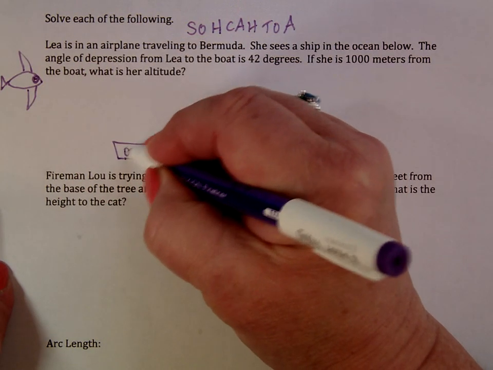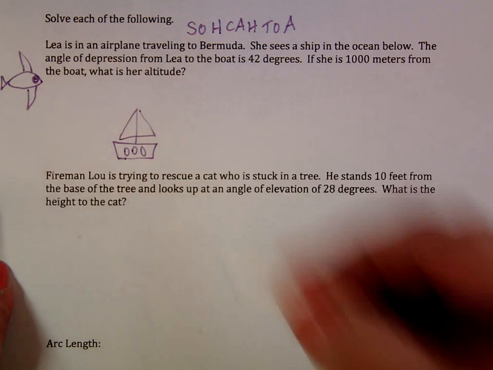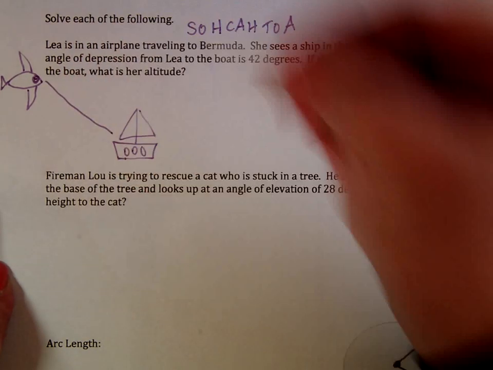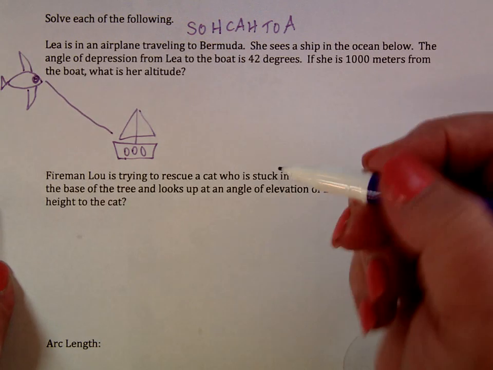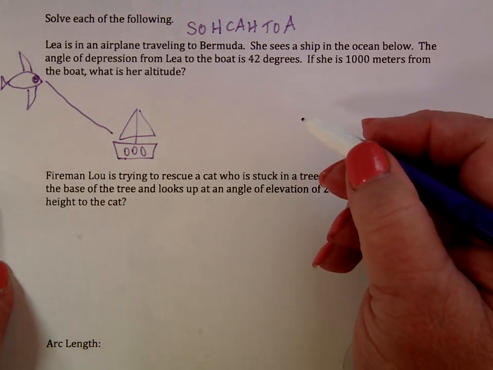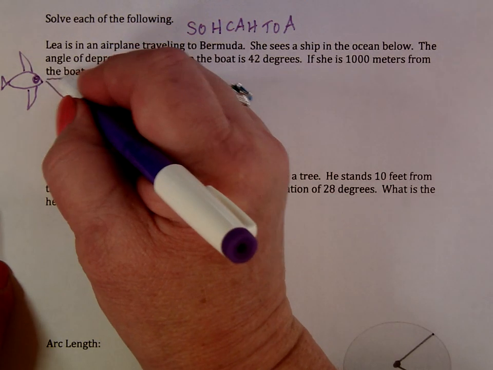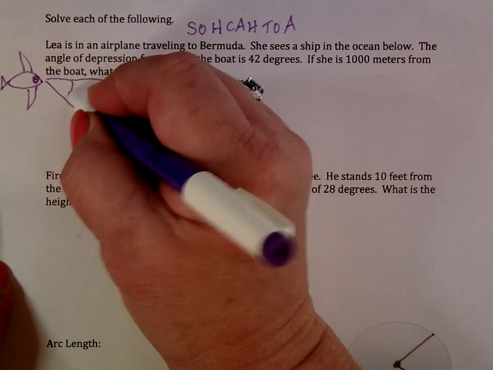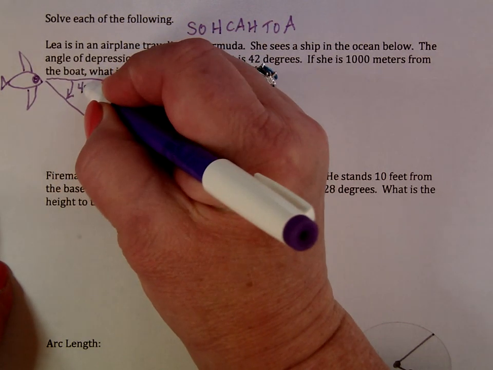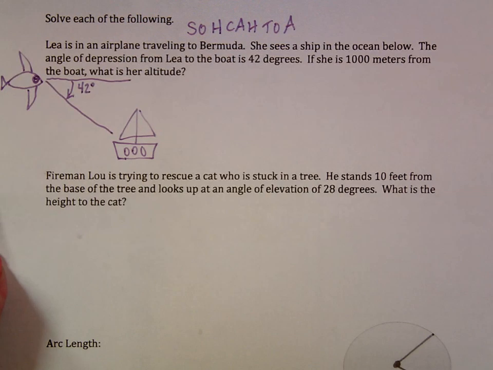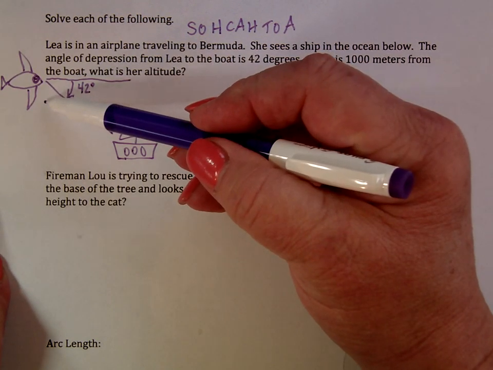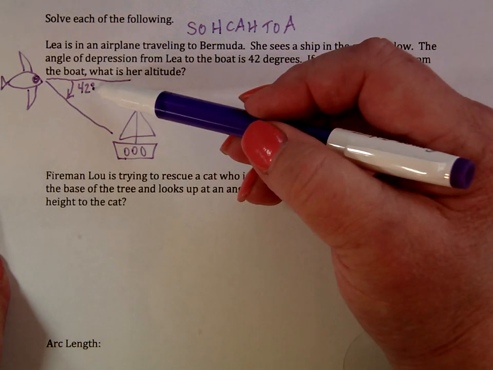There's my boat. She looks down, sees the boat. The angle of depression is 42 degrees. Now, angles of depression are a little tricky, but they come from the horizontal. We talked about this back in class. This is the 42-degree angle. Most kids want to say it's this angle here. Be careful of that. It's not. It's the one that comes from the horizontal.